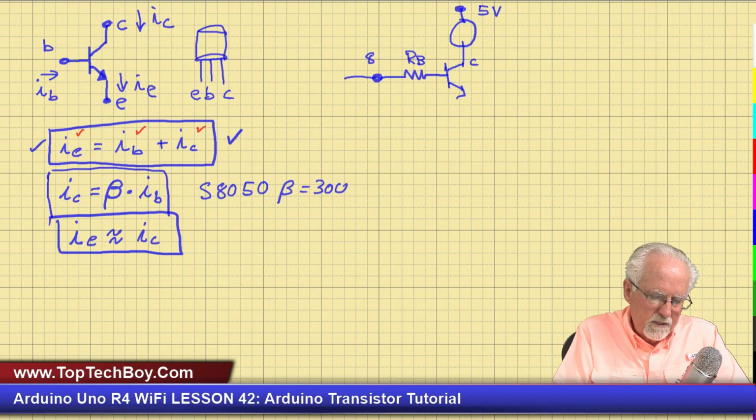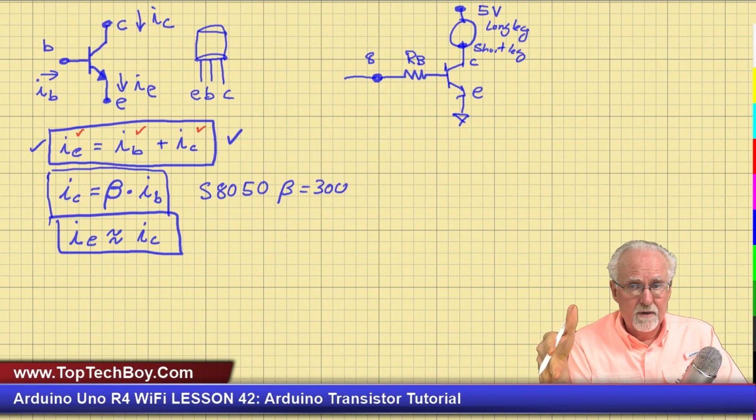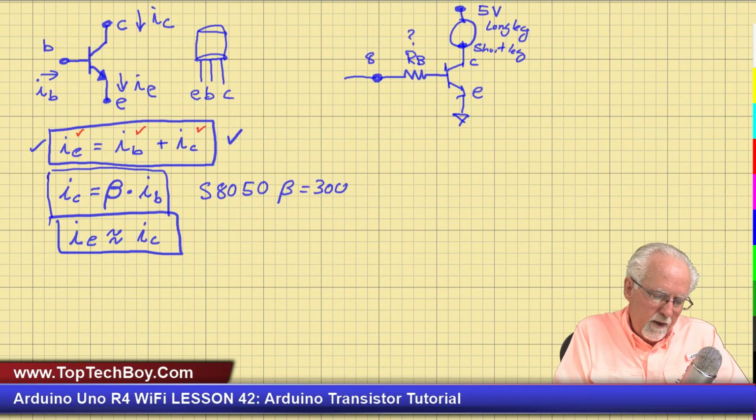Remember, the 5 volts needs to go to the long leg up here, and then the short leg is going to connect to the collector of the transistor, and the emitter of the transistor is going to go down to ground. As I give a little current on the base, I'll get a large current in the collector, which can turn the buzzer on. But what is the value of this RB? How do I calculate the value of RB?